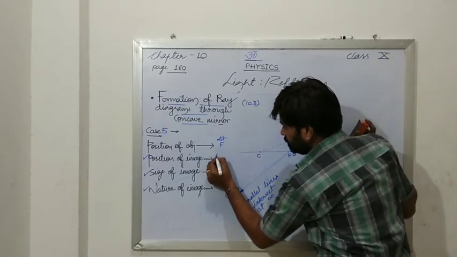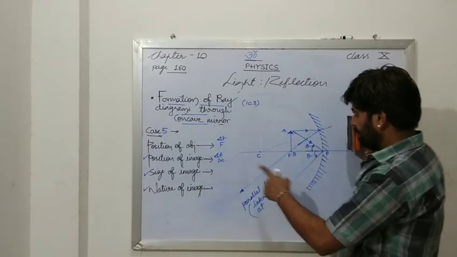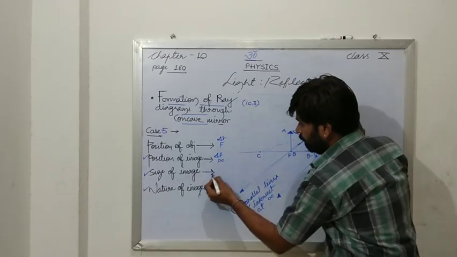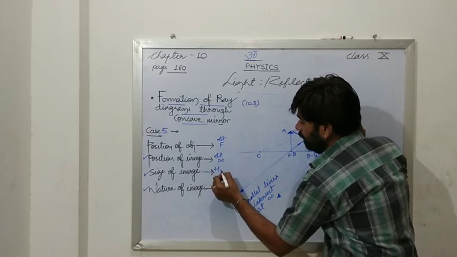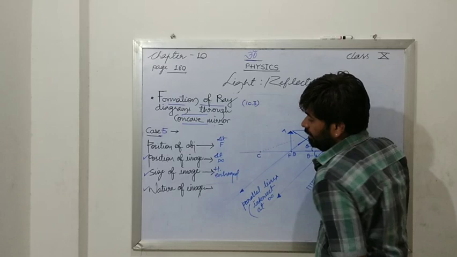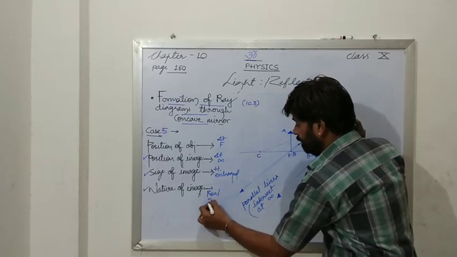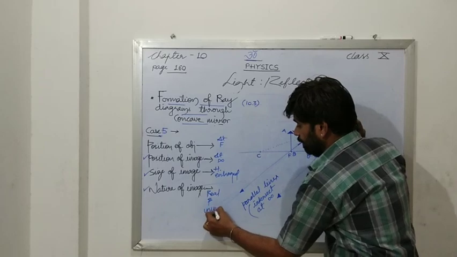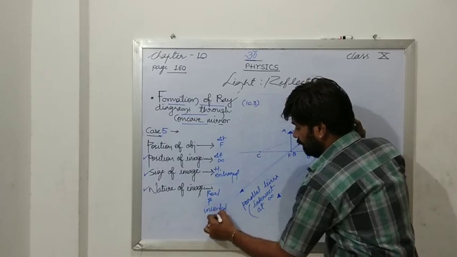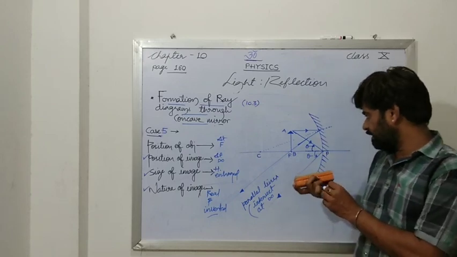So we may say that when the position of the object is at F, the position of the image is at infinity. The size of the image will be highly enlarged, and the nature will be real and inverted. Very simple case. It is quite an interesting case.